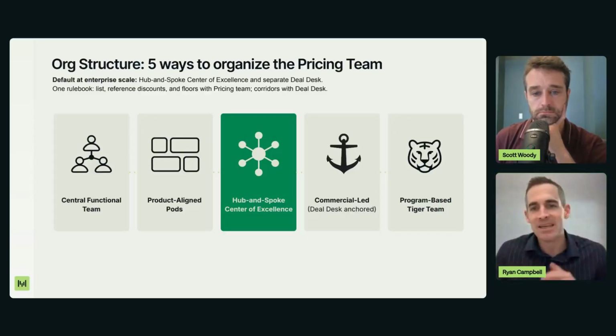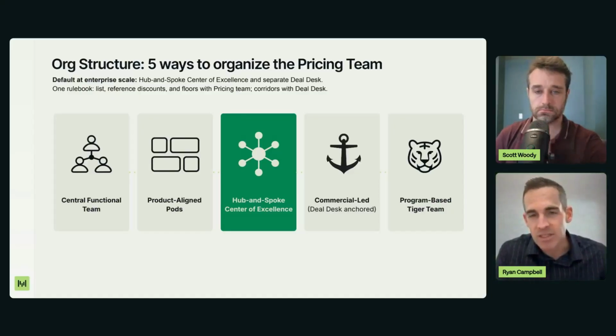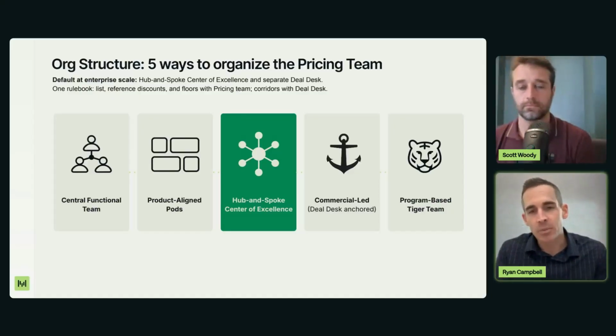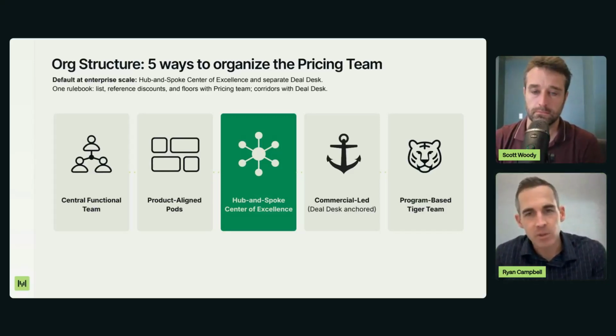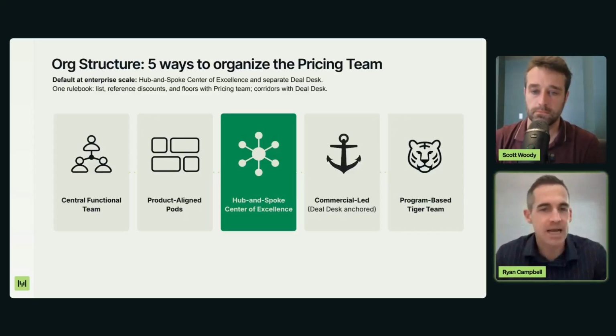So all that to say, based on where you are as a company in terms of size and maturity, what the product portfolio looks like, plus the need to flex up and down with certain types of customers in very strategic or non-standard deals, you may end up looking at a few of these different options. But Snowflake today has primarily centered on this hub and spoke center of excellence model.